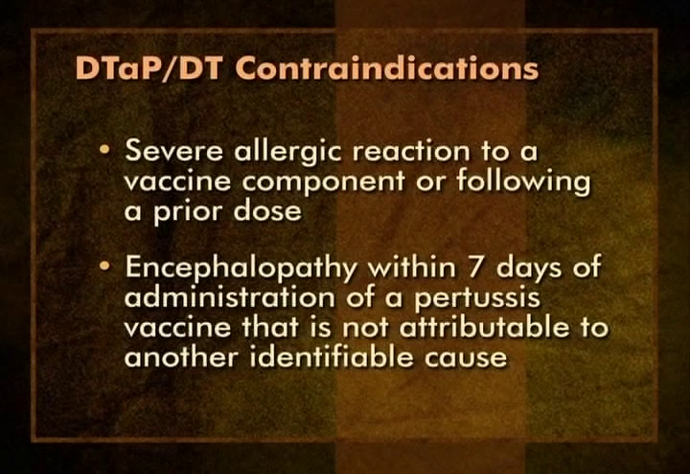In addition to the usual ones, DTaP vaccines have several unique contraindications and precautions. A severe allergic reaction to a vaccine component or following a prior dose is a contraindication to DTaP, pediatric DT, adult Td, and every other vaccine. Encephalopathy within 7 days of administration of pertussis vaccine that is not attributable to another identifiable cause is a contraindication to further doses of pertussis-containing vaccine. This contraindication is a remnant from the whole-cell pertussis days. Encephalopathy has not been associated with acellular vaccines.